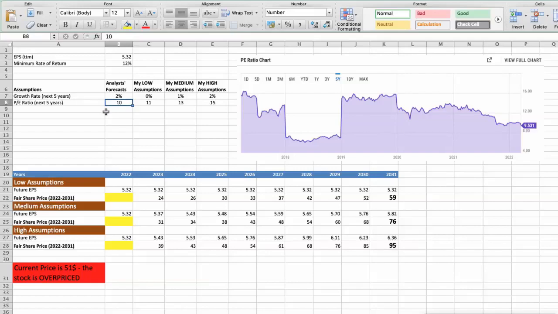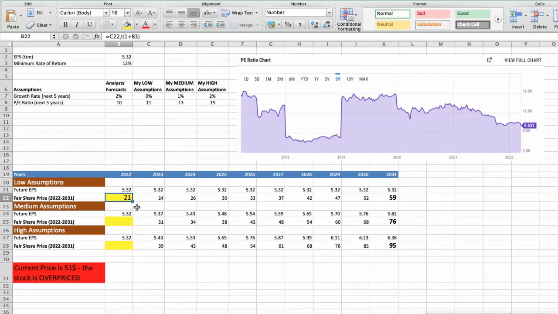First scenario. Verizon will have bad performance in next 5 years, and we will use the following parameters in our calculation. Future growth rate would be a low, 0%. Future P/E would be a low, 11. In this case, the fair value of the stock today would be $21.